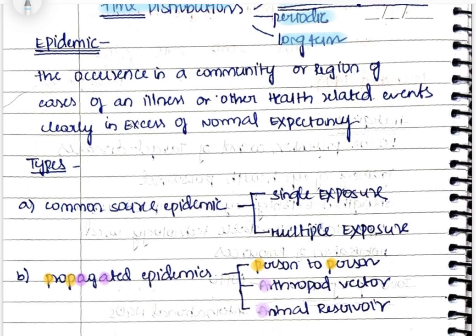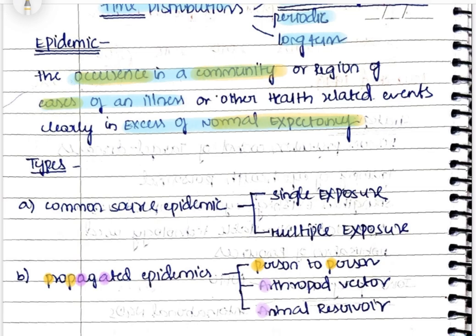So epidemic is unusual occurrence of the cases, which is more than expected, right? So you are getting more than expected number of cases in a particular period of time. That is epidemic. So in the definition, you have to remember three words: one is occurrence, second is the cases, and third is the normal expectancy. So where is it occurring? In the community, right? So the occurrence in the community or the region.